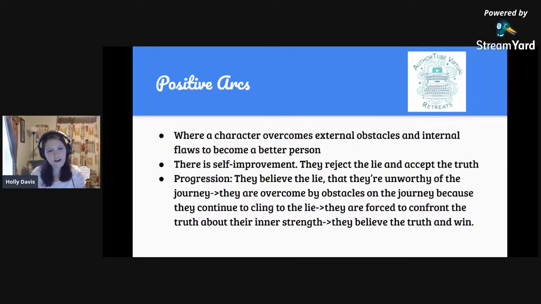The progression of this arc is they believe the lie that they're unworthy of their journey, and then they're overcome by obstacles on the journey because they continue to cling to the lie that they think will solve their problems. And then they're forced to confront the truth about their inner strength, and in the end they believe the truth and they win whatever it is that they're trying to win.